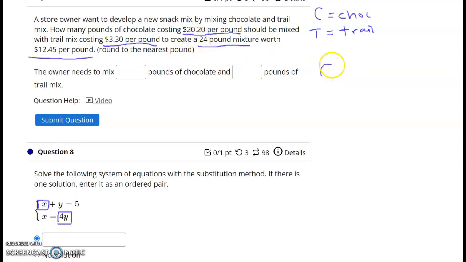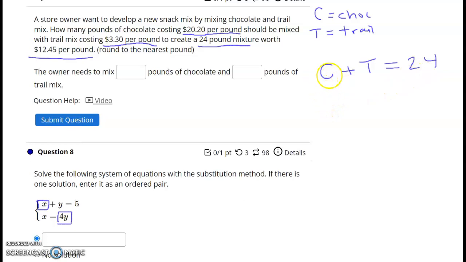I know I'm going to have so many pounds of chocolate plus so many pounds of trail mix, and that's going to give me the total 24 pounds. This is what I think of as the quantity equation, just kind of our basic equation. A lot of these problems will have something like this, where you're just having a simple equation to start. Just so many pounds of chocolate, add on so many pounds of trail mix, and we know that's going to give us our total.